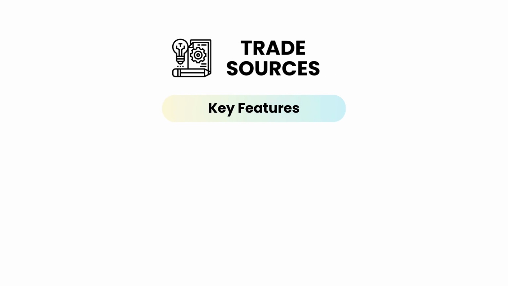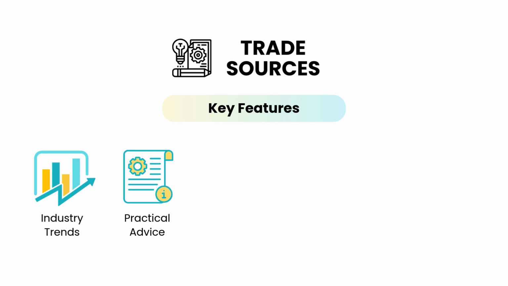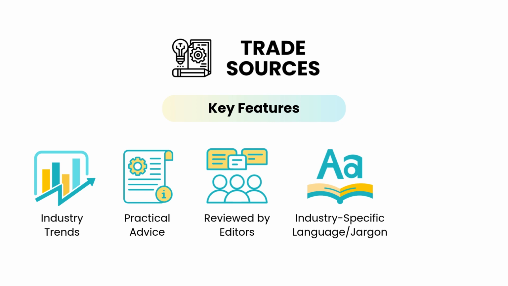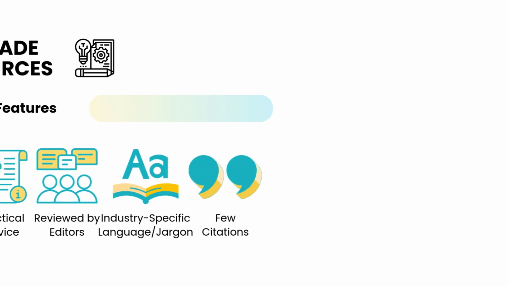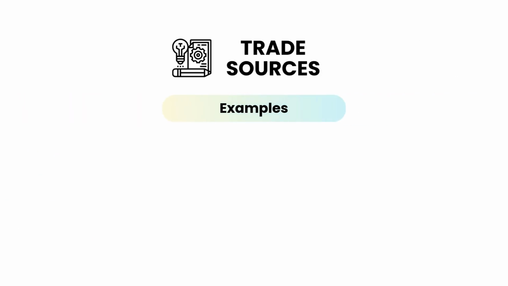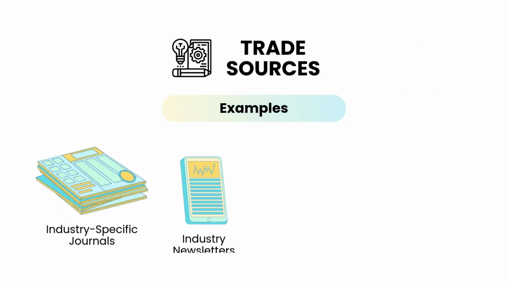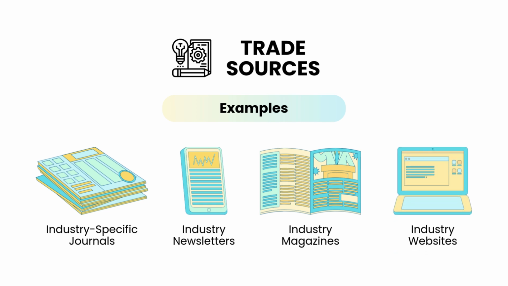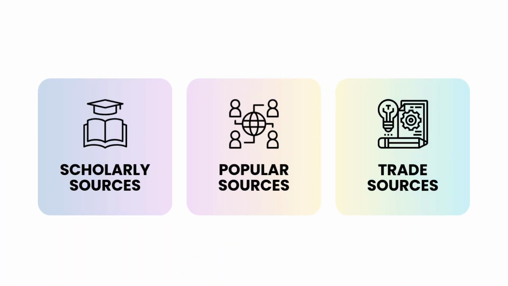Key features of trade sources include a focus on industry trends and updates, practical advice and insights, editorial review, use of industry-specific language or jargon, and usually few or no formal citations. Some common examples of trade sources include industry-specific journals, newsletters, magazines, and websites. Think of sources that professionals in a field would read to stay up to date on trends and best practices. Trade sources are valuable for staying current in a profession, as they provide insider knowledge that's useful for real-world applications.